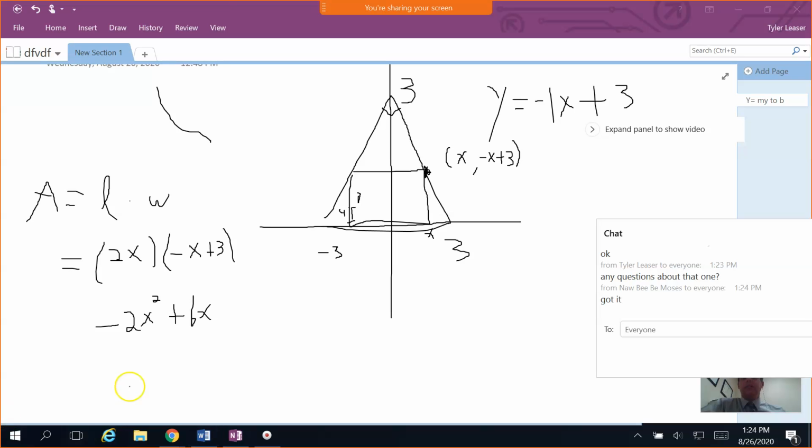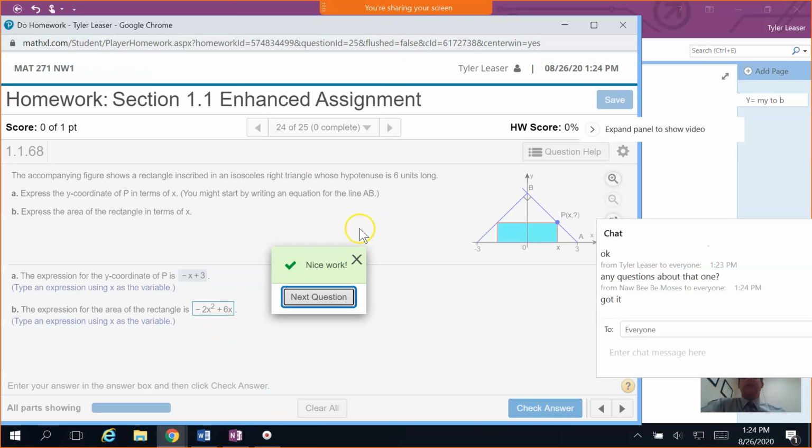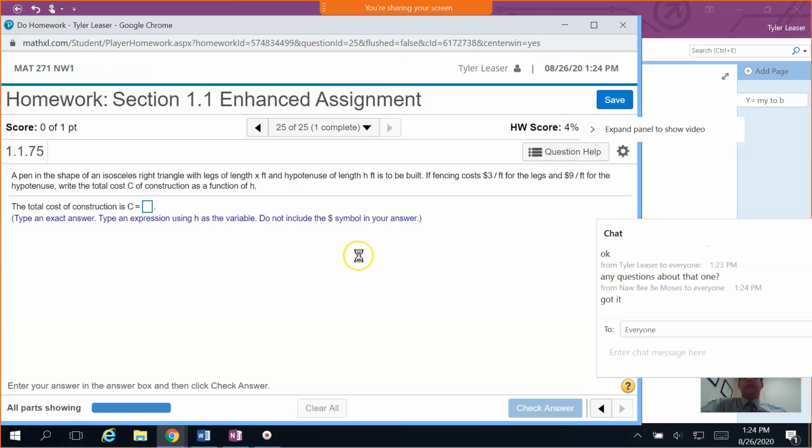Alright, let's look at the next one then. The next one that she was asking for was number 25. A pin in the shape of an isosceles right triangle with legs of length x feet and hypotenuse of length h feet is to be built. If fencing costs $3 per foot for the legs and $9 per foot for the hypotenuse, write the total cost C of construction as a function of the height h. The total cost of construction is, and then just write out the formula. Don't include the dollar sign.